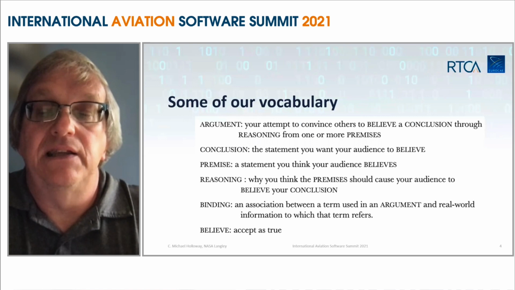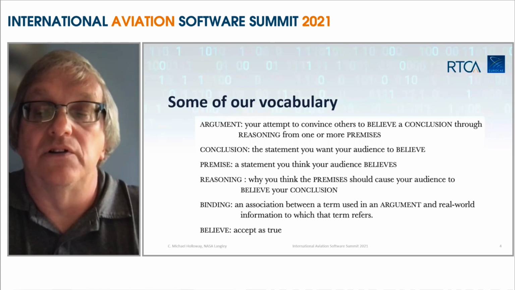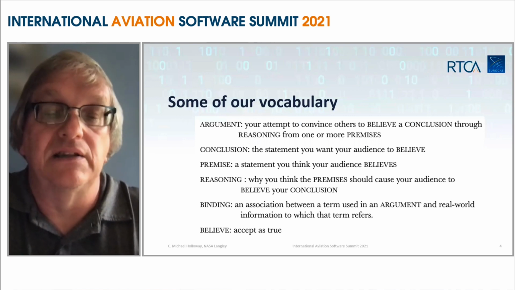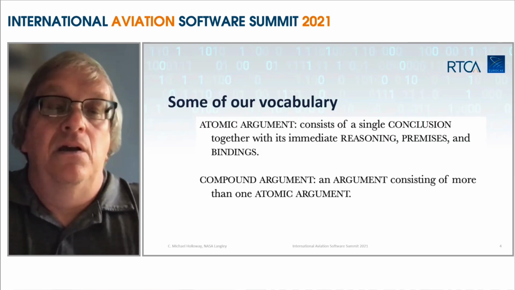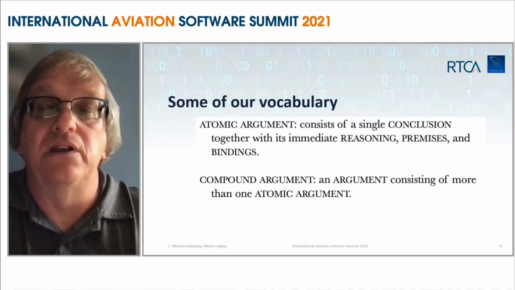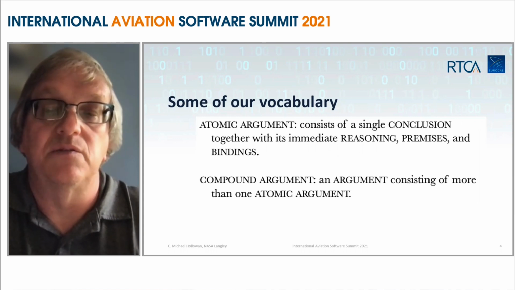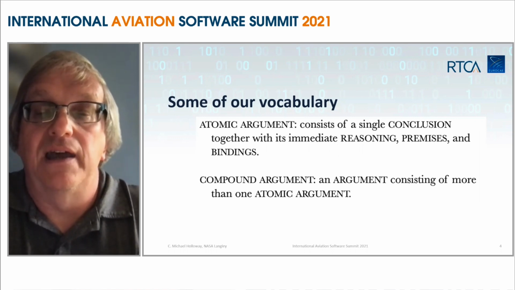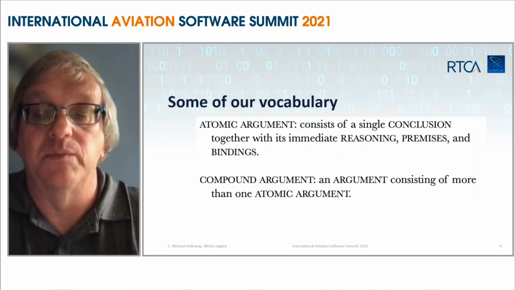Finally, we use the term binding to refer to an association between a term used in an argument and the real-world information to which that term refers. Think of definitions, for example, or links to specific documents or to development artifacts. We also find it useful to distinguish between atomic arguments and compound arguments, as shown here. An atomic argument consists of a single conclusion together with its immediate reasoning, premises, and bindings. And rather obviously, I suppose, a compound argument refers to an argument consisting of at least two atomic arguments.